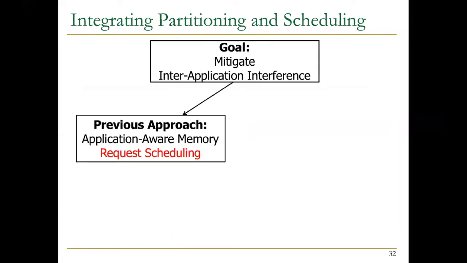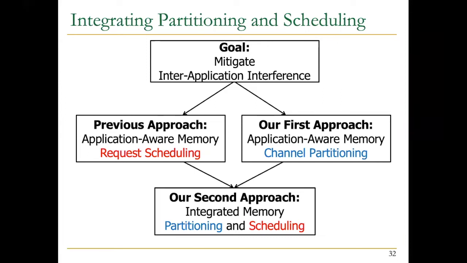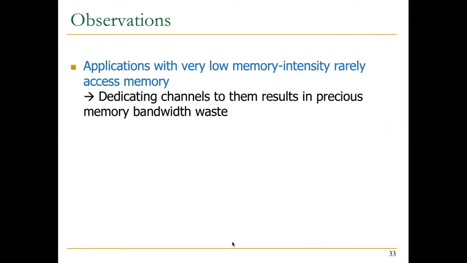Okay, so remember our goal was this, and we discussed our first approach. We didn't go into a lot of implementation detail, but it's okay, I think. That could be part of discussion potentially. So the second approach realizes that the first approach is not good enough, so it incorporates some memory scheduling into the partitioning. Let's take a look at what we realize over here. Basically, we observed that applications with low memory intensity rarely access memory. As a result, dedicating channels to them results in precious memory bandwidth waste.